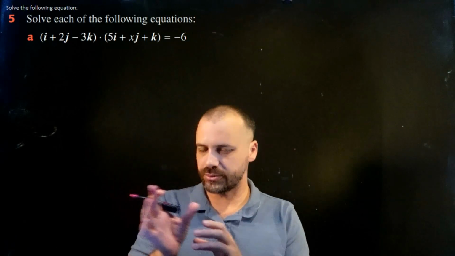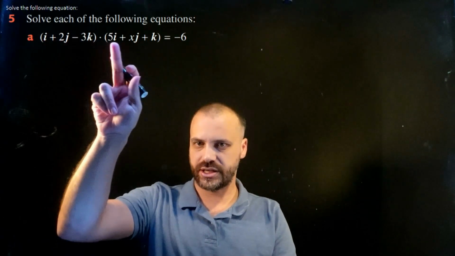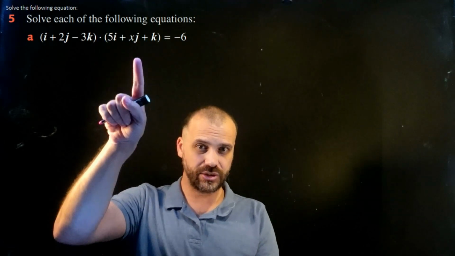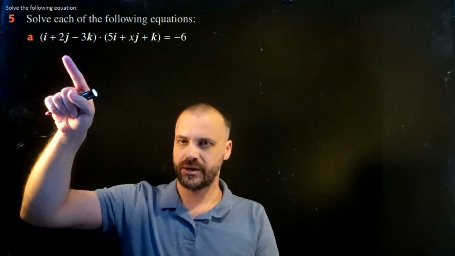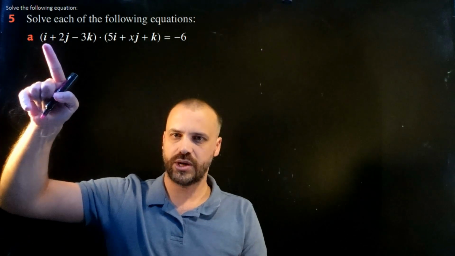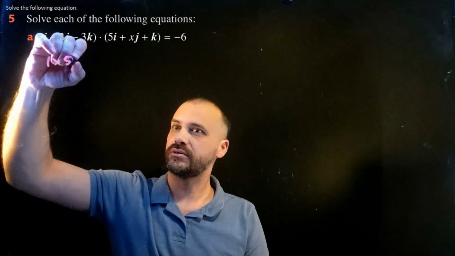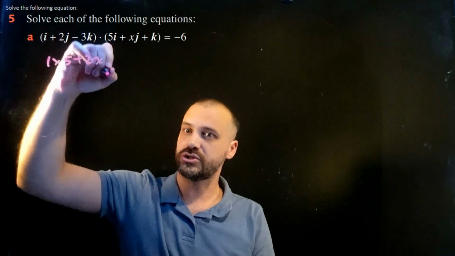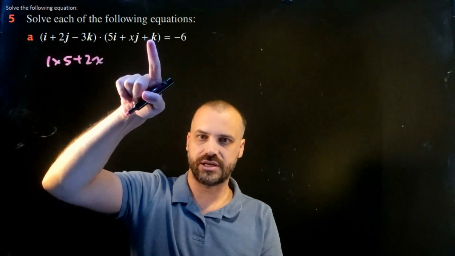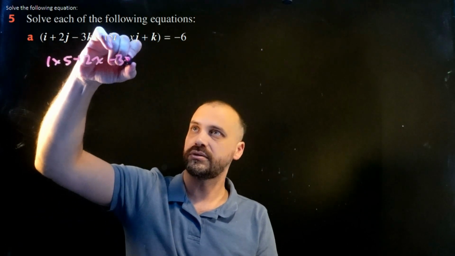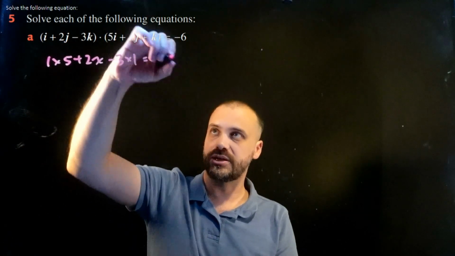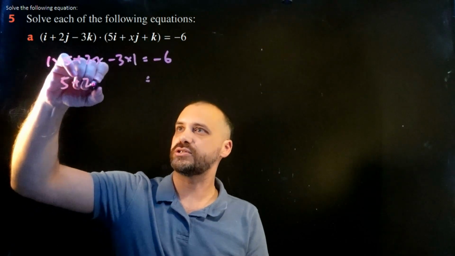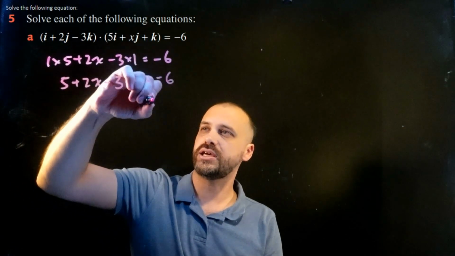All right, so a fun little dot product question here. We've got a vector, we've got another vector, the dot product of which is equal to negative 6. The thing we don't know is this x value here. All right, so we just do the dot product, right? So it's 1 times 5, and then 2 times x, which is just 2x, and then it's negative 3 times 1. And all of that is going to be equal to negative 6.